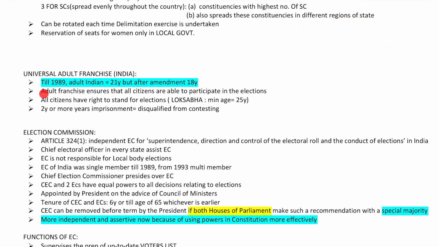So, adult franchise ensures that all citizens are able to participate in the elections. All citizens have the right to stand for elections. For Lok Sabha, the minimum age is 25. For Rajya Sabha, it is 30. If you are convicted for an offense and sentenced to 2 or more years of imprisonment, then you are disqualified from contesting elections.